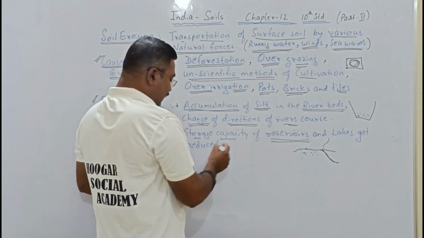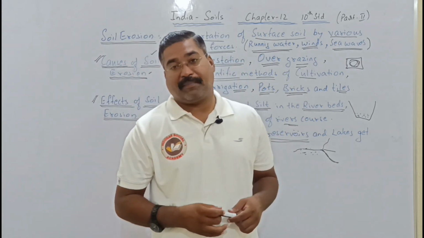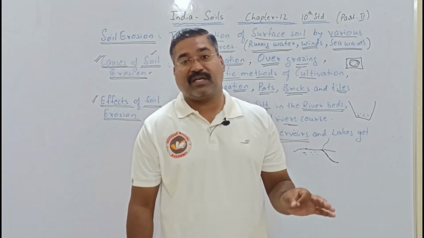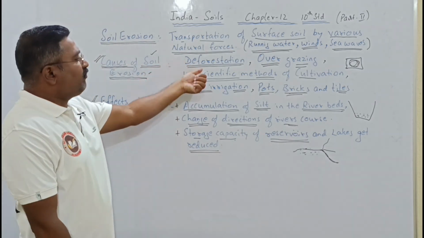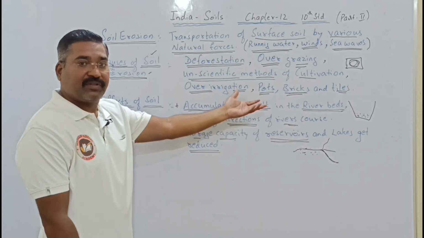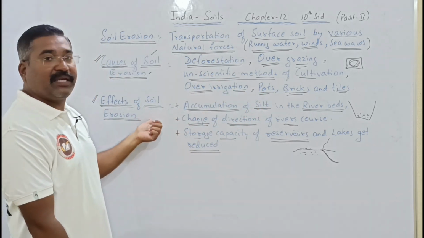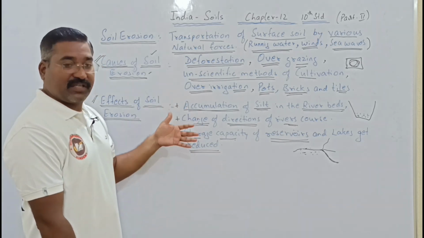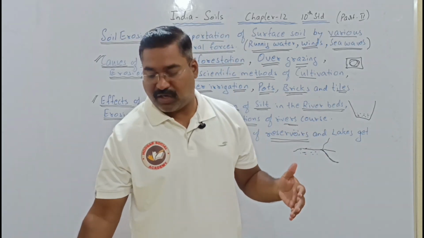Lakes also get reduced. Why is this happening? It is because of erosion of the soil. So in this way, deforestation, overgrazing, unscientific methods of cultivation, over irrigation, and use of soil for construction purposes have a big effect on soil erosion. In this way we see the effects of soil erosion. Let us now understand the conservation of soil.